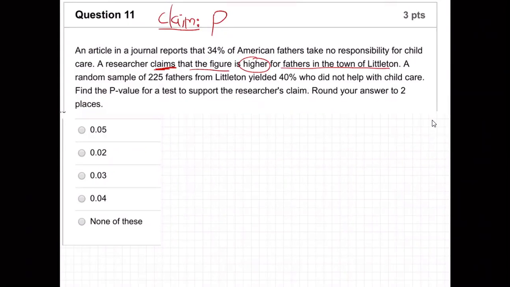The claim would be, so it's higher. So would it be higher than 34? I don't know how to say it. So P greater, yeah, you're right. P greater than 0.34. Yeah, higher, greater, bigger, right? Good, exactly. Does everybody see that?